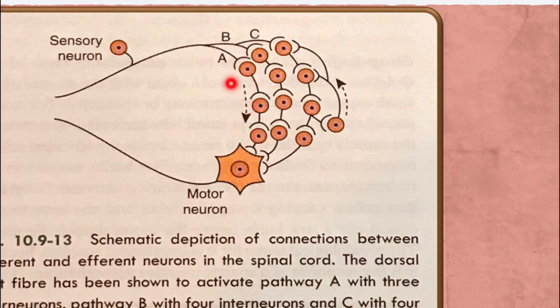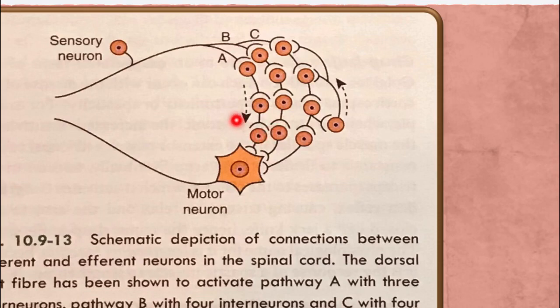2 interneurons. How many synapses? There are 3 synapses in the A pathway. In the B pathway, the number of synapses is 1, 2, 3, 4, 5. And in the C pathway, the number of synapses is 1, 2, 3, 4 and 5. Same as B, C has 5 synapses.